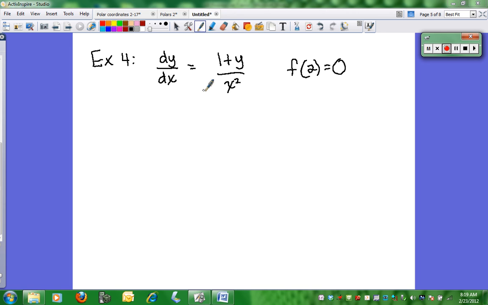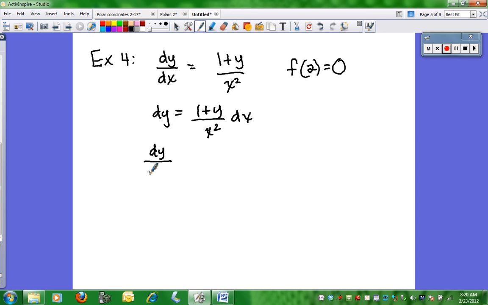So again, like before, we have to multiply both sides by dx. So we have dy equals 1 plus y over x squared dx. And we need to get this 1 plus y over to the other side. It's in the numerator, so what would I do to eliminate it from the right side and move it to the left? We'd have to divide both sides by it. So that's how we're going to end up with dy over 1 plus y equal to 1 over x squared dx. And at this level, we are going to now take the antiderivative of both sides.